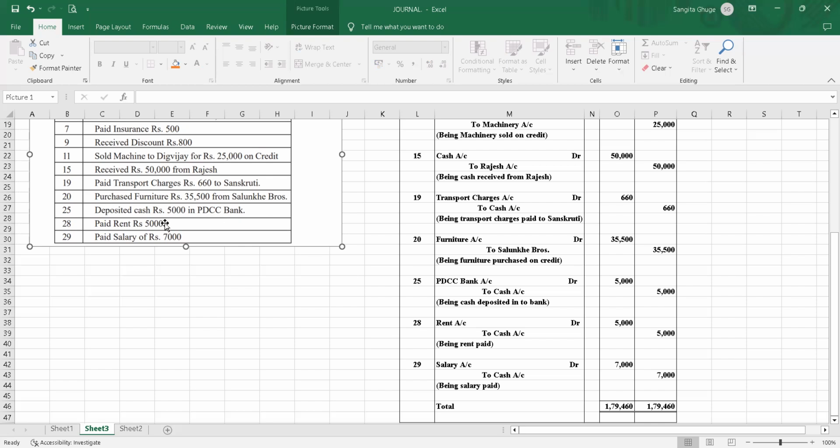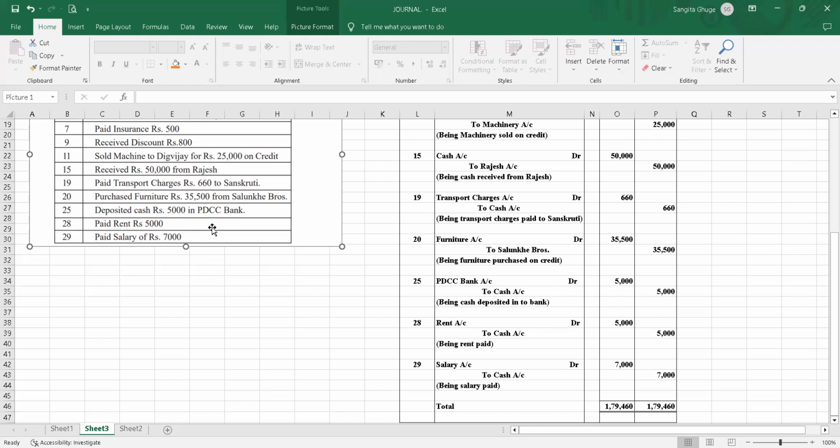Deposited cash rupees 5,000 in PDCC bank. So see, you deposited cash, means what? PDCC bank is the receiver of cash, so PDCC bank account is debited, and from your side cash goes out, so cash account is credited. So PDCC bank account debit to cash account.